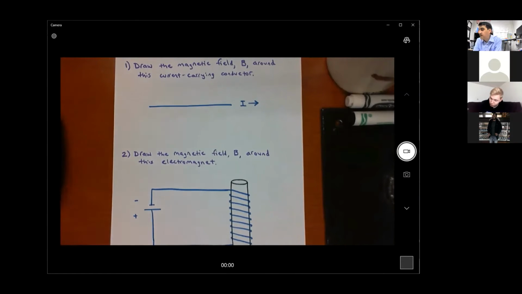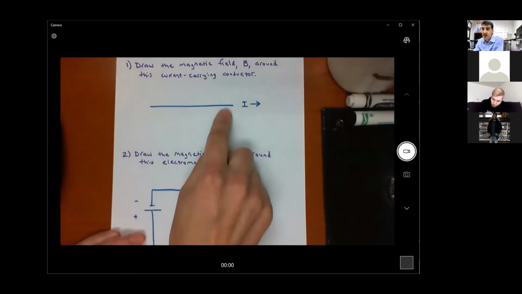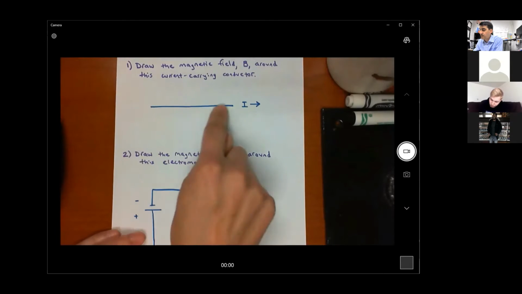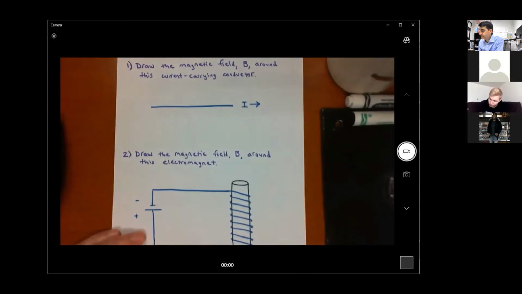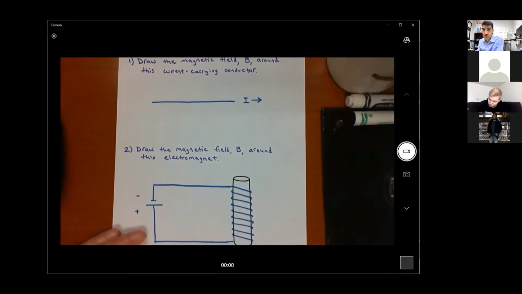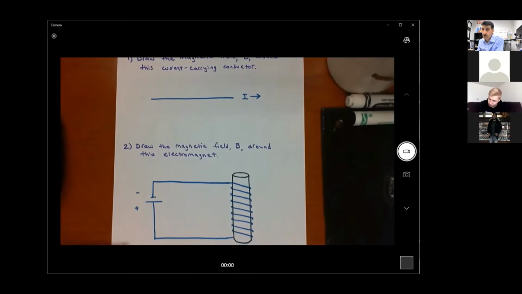Draw B around this current carrying conductor. So this is just a wire, and I want you to draw the magnetic field around this wire with the understanding that current is going from left to right through this wire. And then number 2, I want you to draw the magnetic field, B, around this electromagnet.